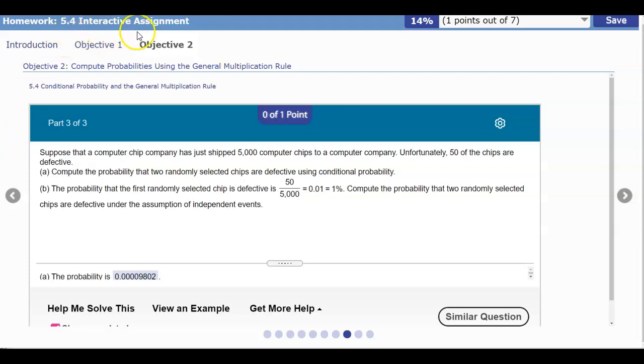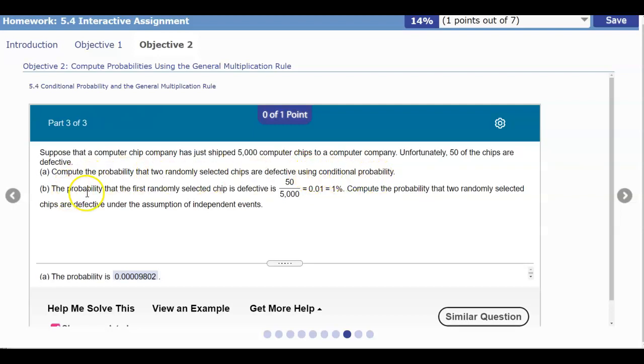Section 5.4 Interactive Assignment Objective 2. Suppose that a computer chip company has just shipped 5,000 computer chips to a computer company. Unfortunately, 50 of the chips are defective. We want to compute the probability that two randomly selected chips are defective using conditional probability.